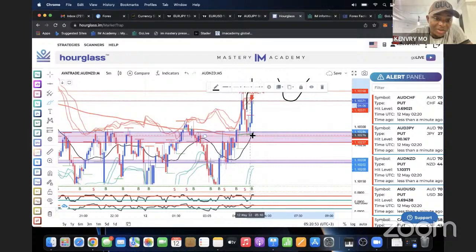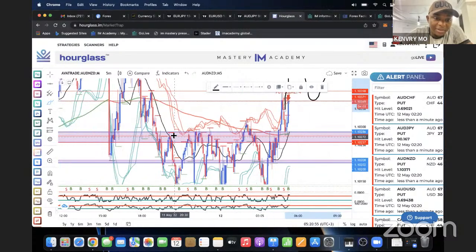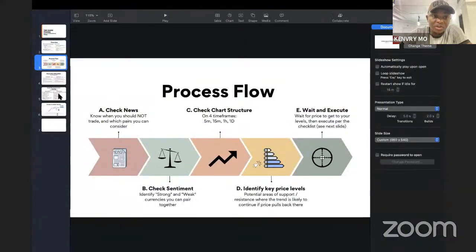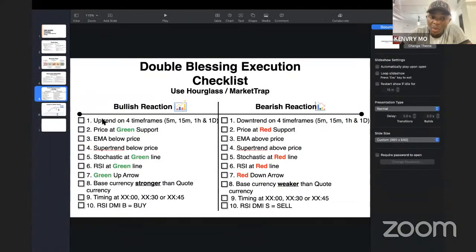So you can see that this was a green. If you go back in time, there are green levels. So those previous ceilings you outlined are actually what? They used to be floors before. So around this area, there was a green. So in the checklist, we've gotten what? Number one, it's bullish. Number two, price was at what? Green support.